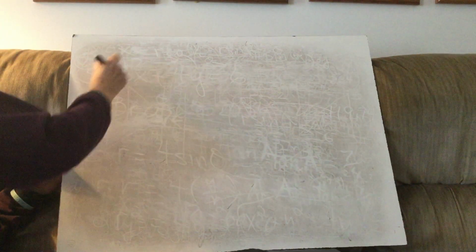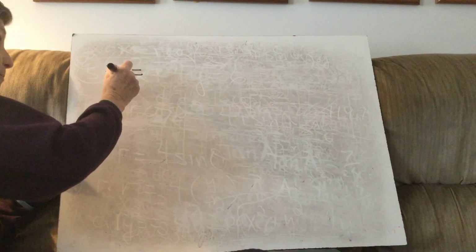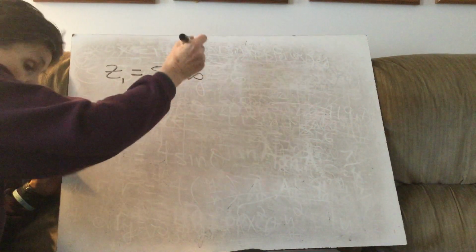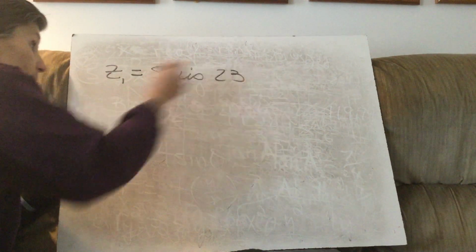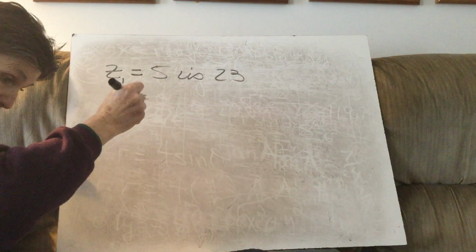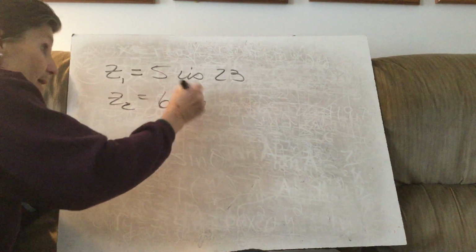All right, so now we've got a problem that says Z sub 1 is 5 cis 23, and Z sub 2 is 6 cis 100.